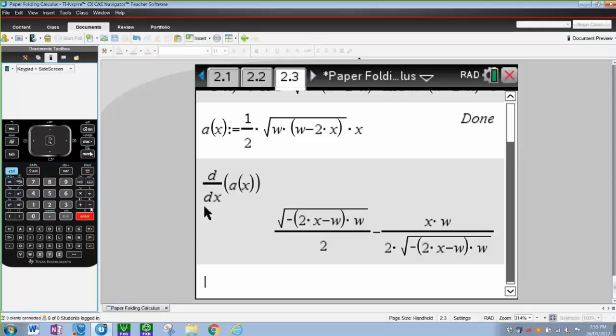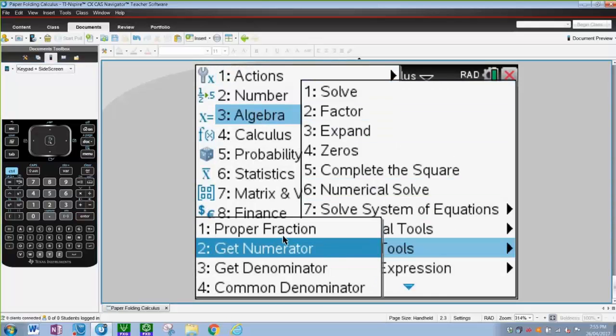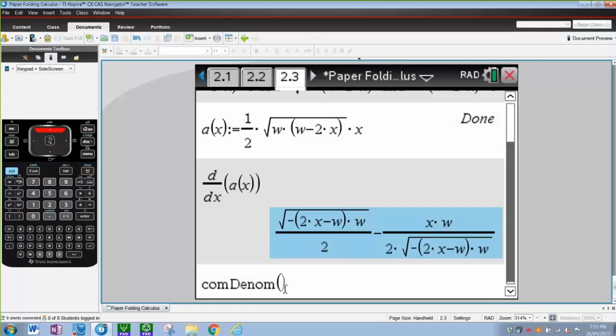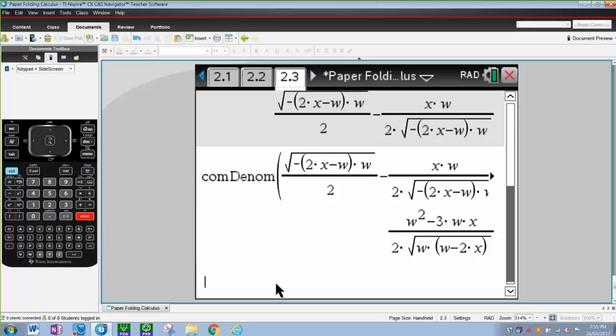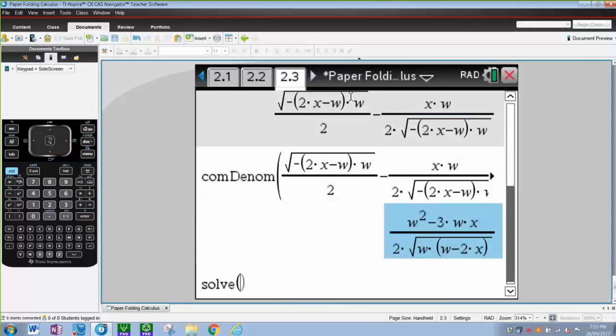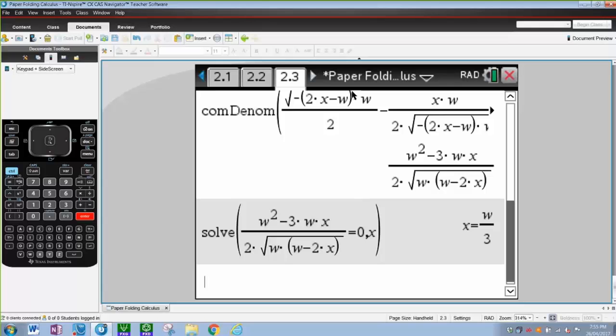We get a derivative. Let's try making it a bit simpler with fractions. Common denominator. That looks a bit better. And then let's solve that for x. Algebra solve, equals 0, comma x, and we get x equals w over 3.